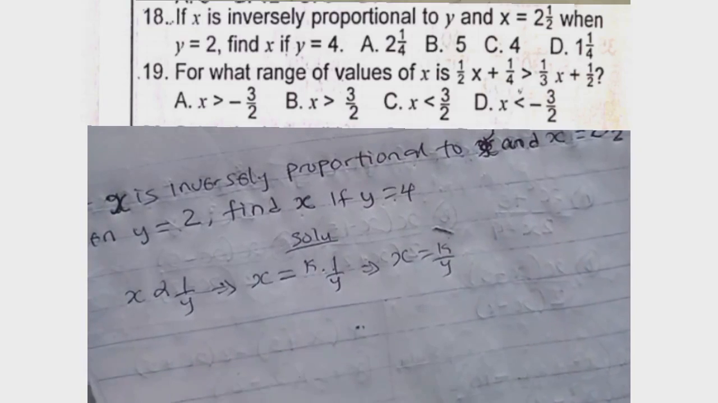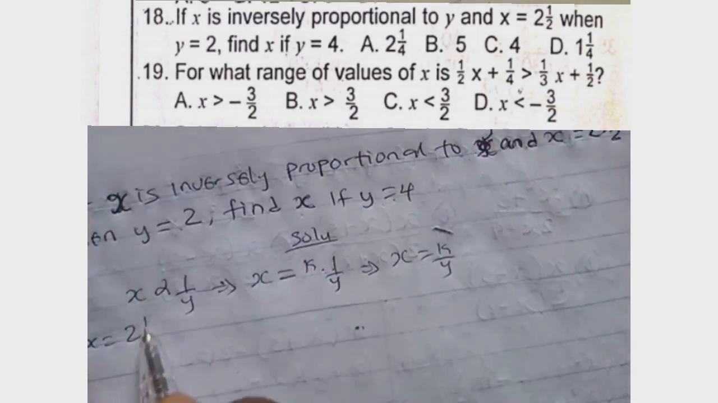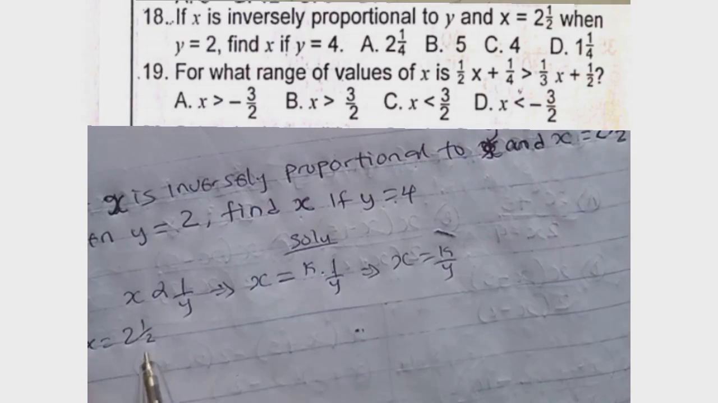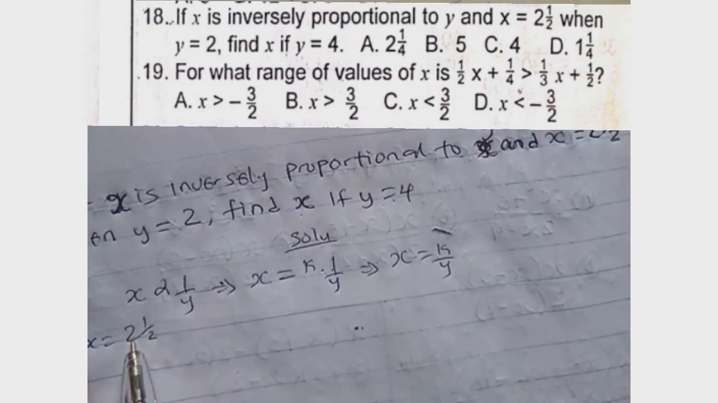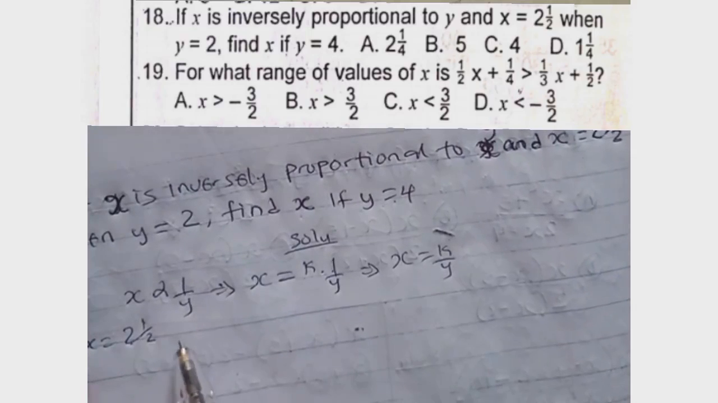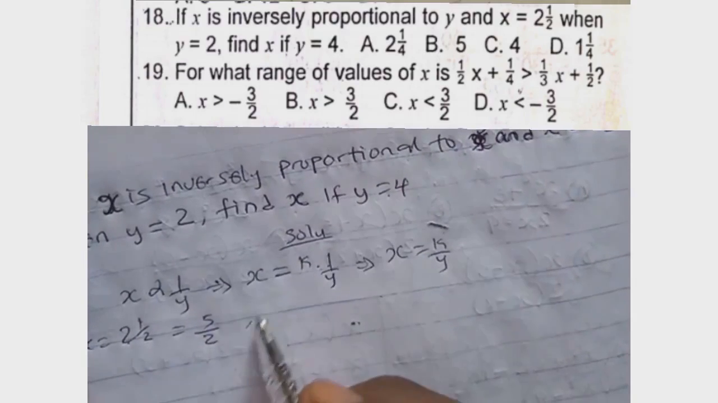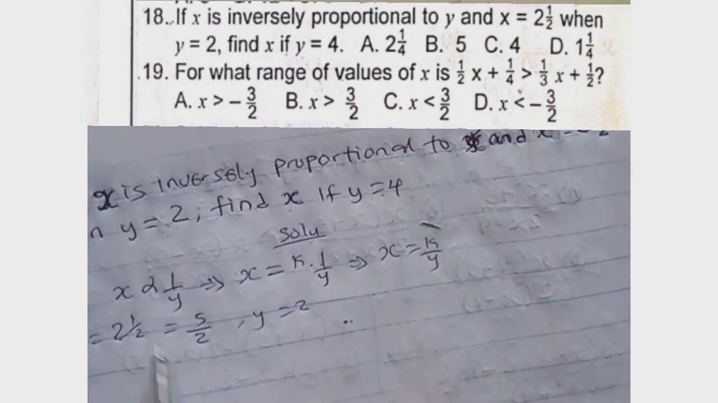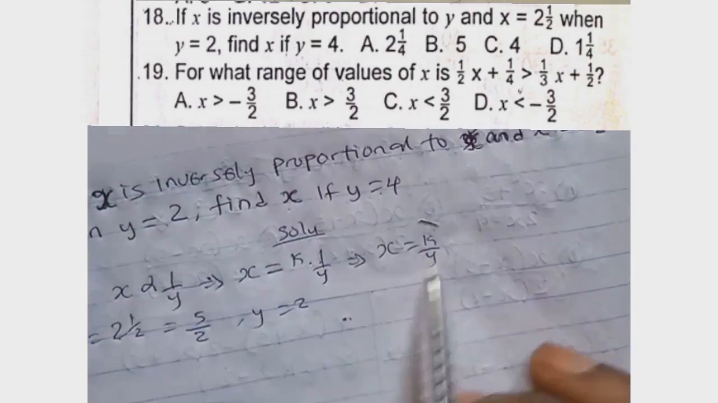When our s is equal to 2 and 1 over 2, this is in mixed fashion, so let's convert it into improper fraction. 2 times 2 is 4, plus 1 gives us 5, so we have 5 over 2. Here y is equal to 2. So let's put these two data, s is equal to 5 over 2 and y is equal to 2, into the equation we have here.